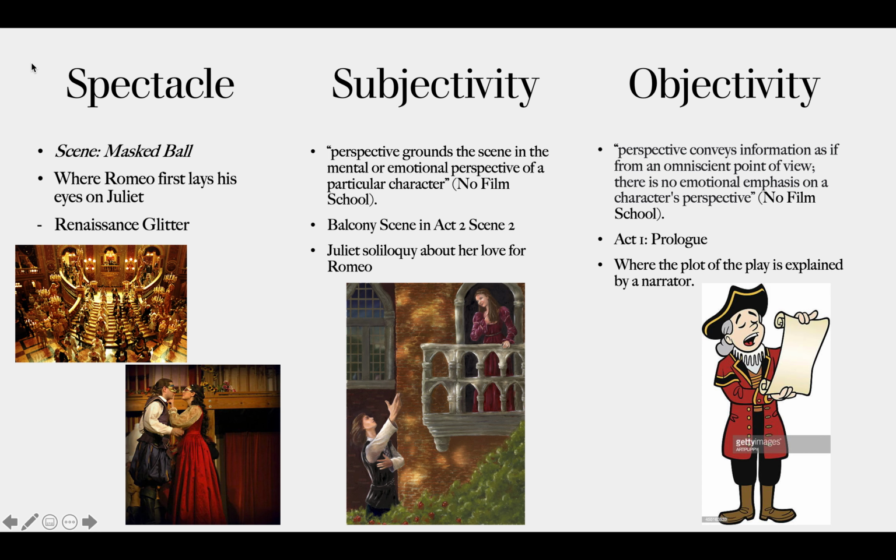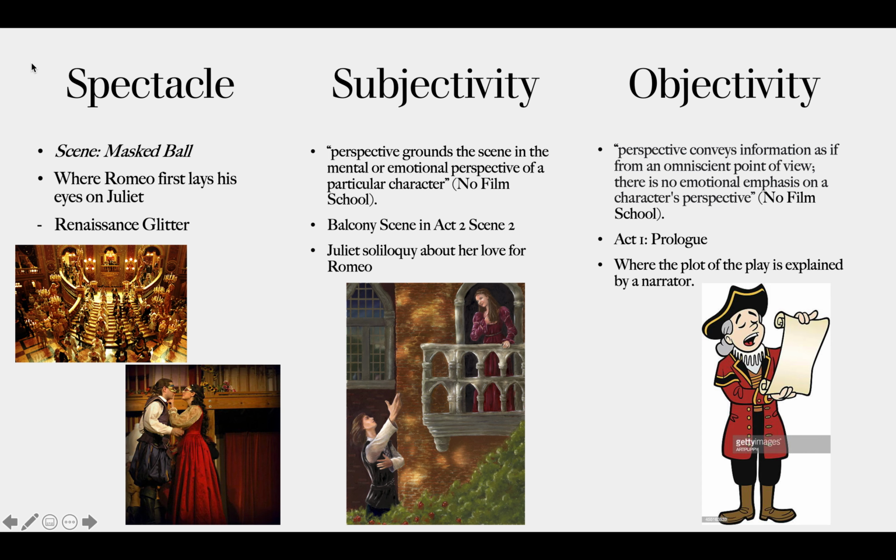Spectacle. The scene I chose is the masked ball, where Romeo first lays his eyes on Juliet. This scene can be known as Renaissance glitter. There's a beautiful ceremonial ball. There's lots of lights and gold aspects. They also tend to keep that red and blue theme, which separates the Montagues from the Capulets. Although this was a Capulet ball, Romeo wasn't even allowed to be in this ball. Yet his blue clothes symbolize the fact that he doesn't belong or that he's odd in this scenario.